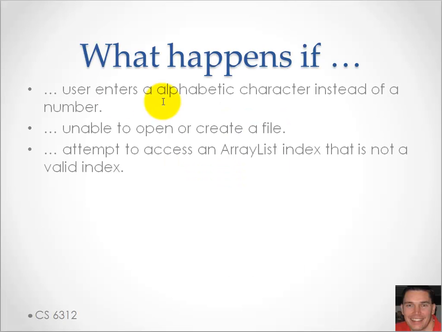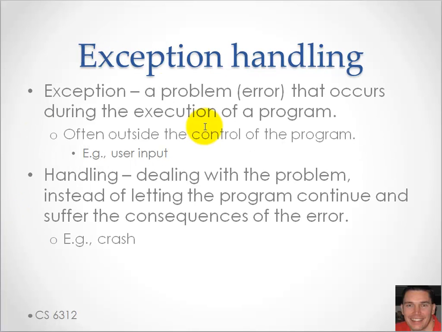So we'll look at what happens if, for example, a user enters an alphabetic character instead of a number, if we're unable to open or create a file, or we attempt to access an array list index that's not a valid index. So this leads to the idea of exception handling. Let's define some terminology here. An exception is just a problem, which is an error that occurs during the execution of a program, and it's often outside the control of the program. In other words, it's something that's caused by the user interacting with the program. For example, the user entered a number instead of an alphabetic character.